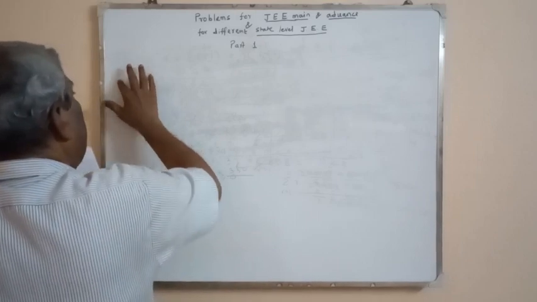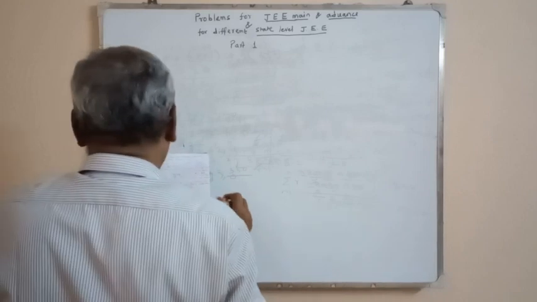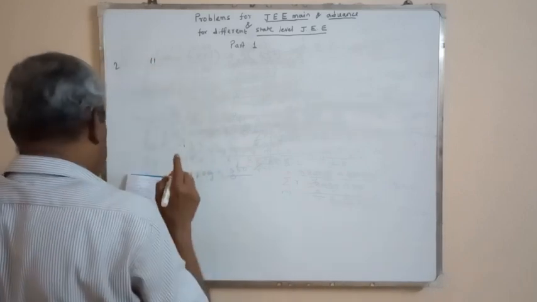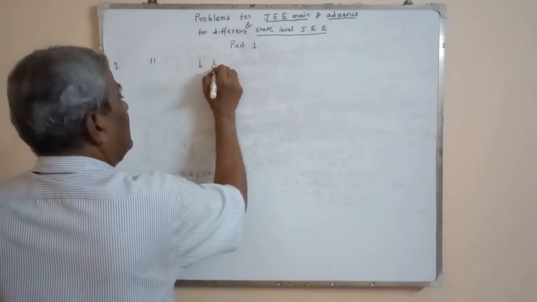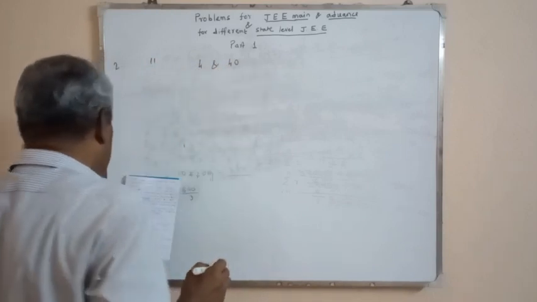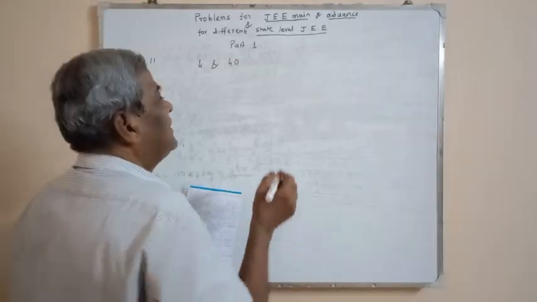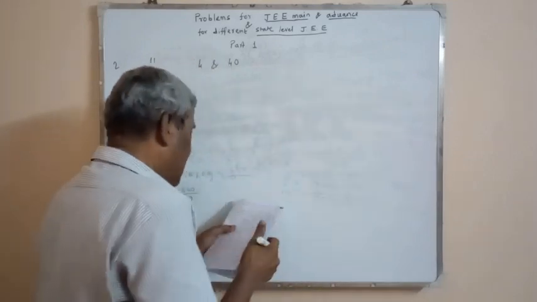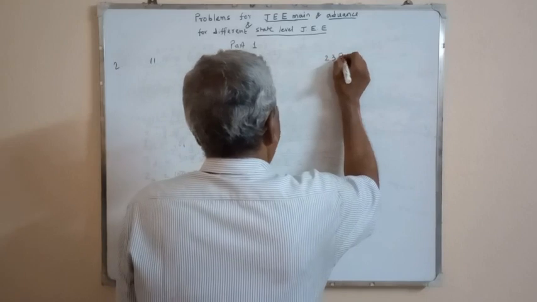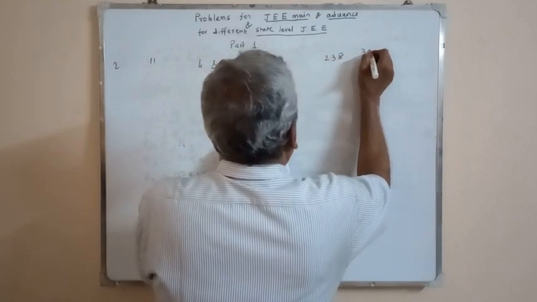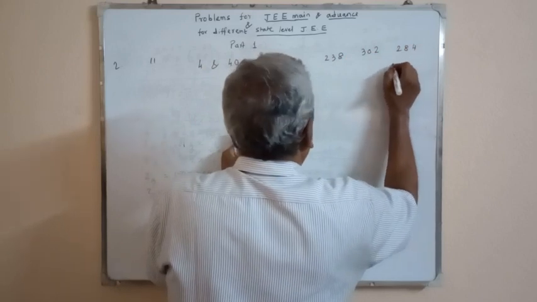Problem number 2. If 11 means are introduced between 4 and 40, then find the sum of the arithmetic means. The options are 238, 302, 284, and 242.